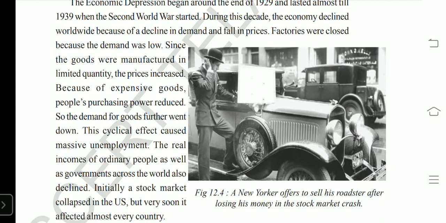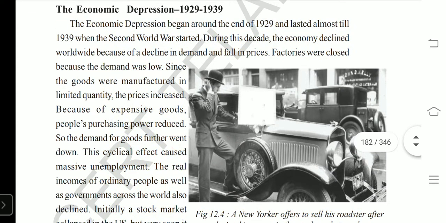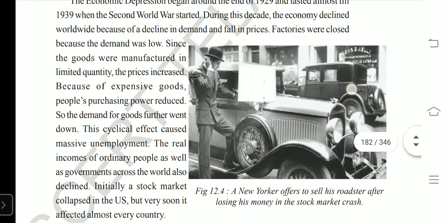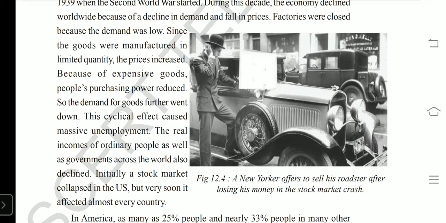So why did the demand decrease here? It is because the people's purchasing power was reduced. As the US stock markets declined, that led to a decline in demand. As demand declined, the price also decreased. When the price decreased, the factories were closed. Workers working in the factories came onto the road. They turned unemployed.